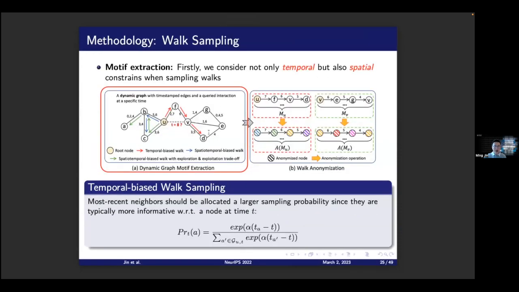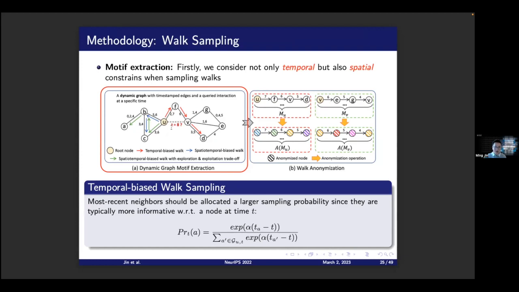Okay, so here is our methodology. Firstly, we need to do walk sampling to extract the motifs from the network. We consider not only the temporal but also the spatial constraints when we do this. Firstly, of course, we can consider a kind of temporal biased sampling strategy that's quite similar to the one that I demonstrated in the related work. So in this case, we are more inclined to sample the nodes that are closer to the current time.